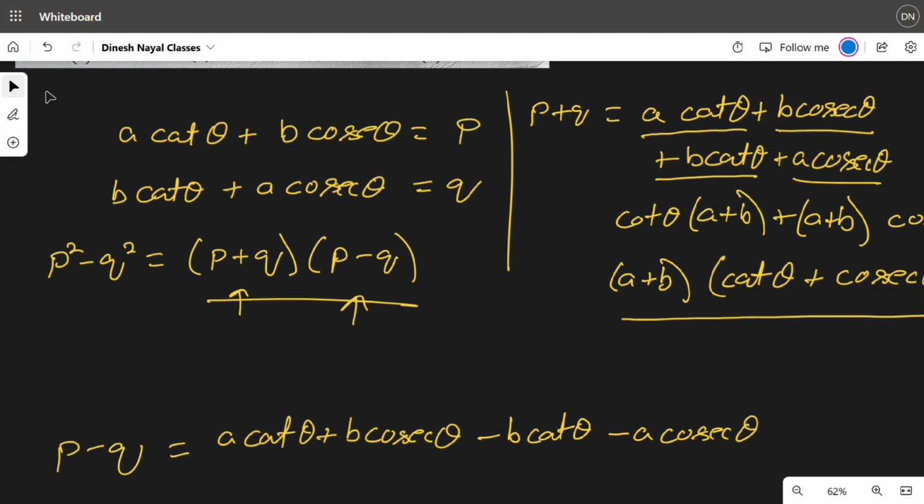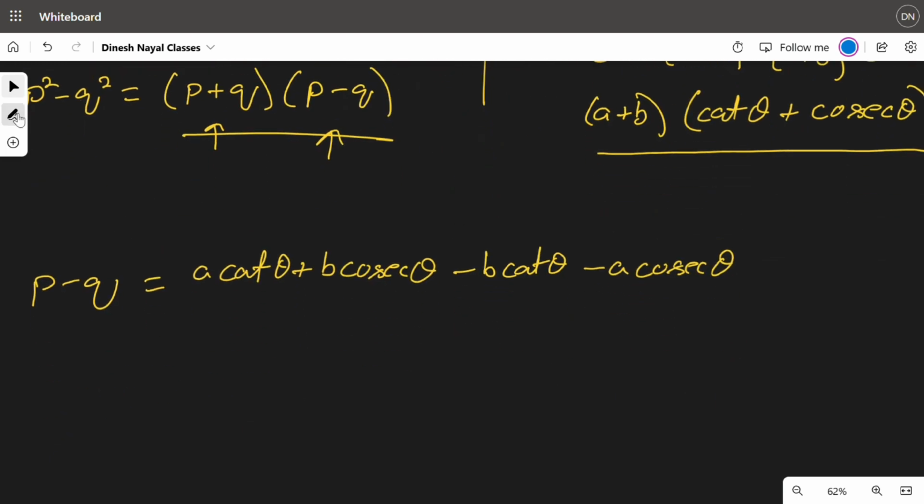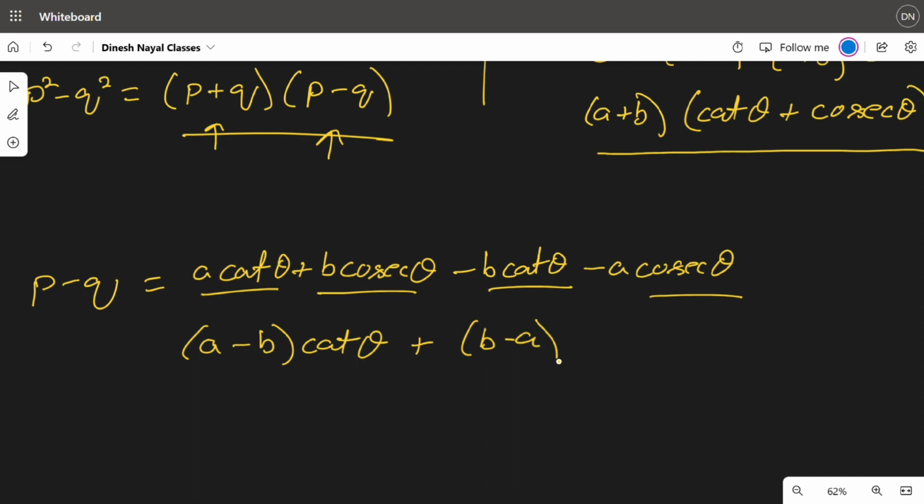So minus a cosec theta. Okay, now let's solve this. From this we can take cot theta common, so this will be a minus b, cot theta. Similarly from here you can take cosec theta common. If you take cosec theta common, this will be plus, actually b minus a cosec theta.